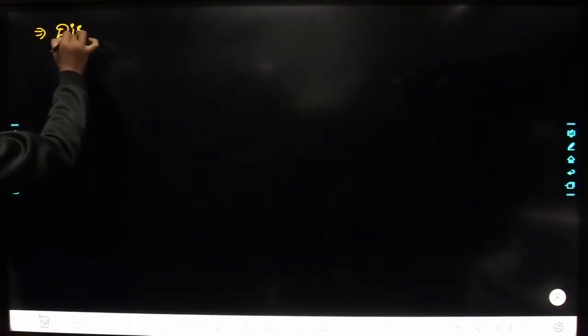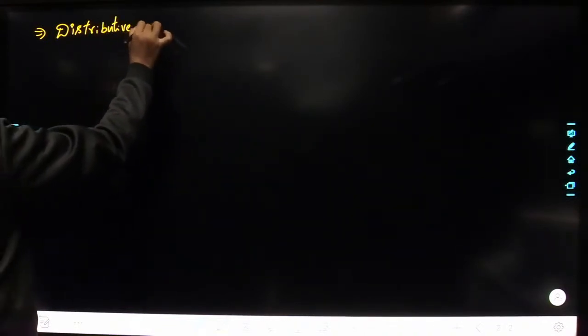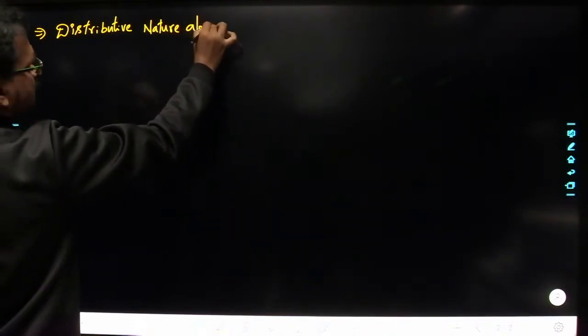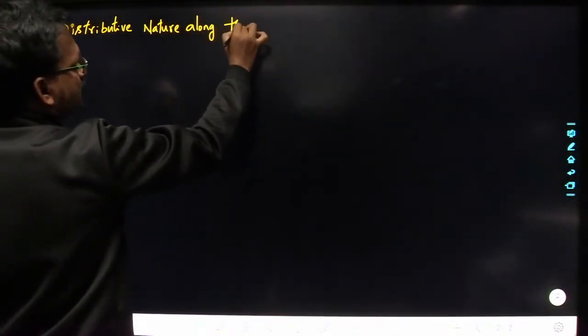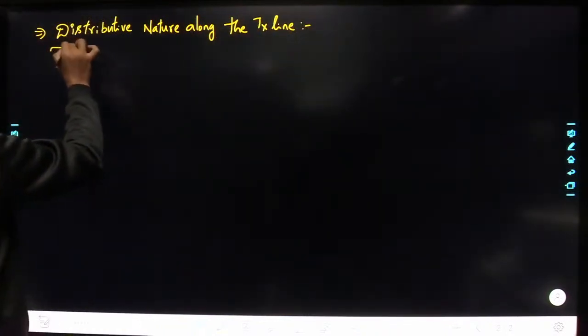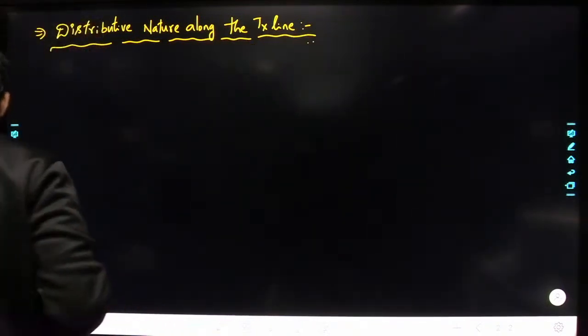So the next topic here is the distributive nature along the transmission line. Distributive nature along the transmission line.